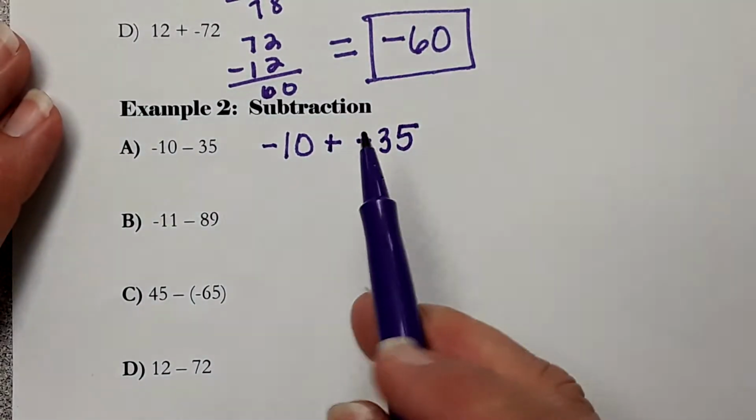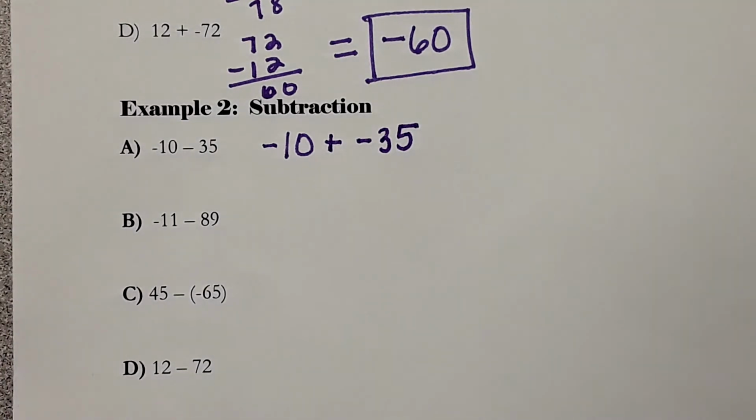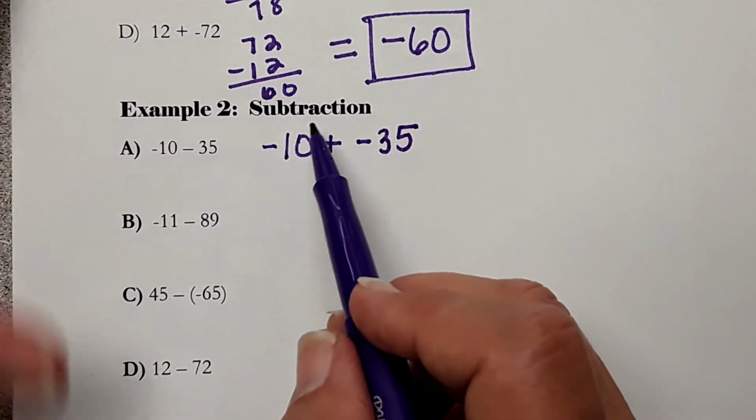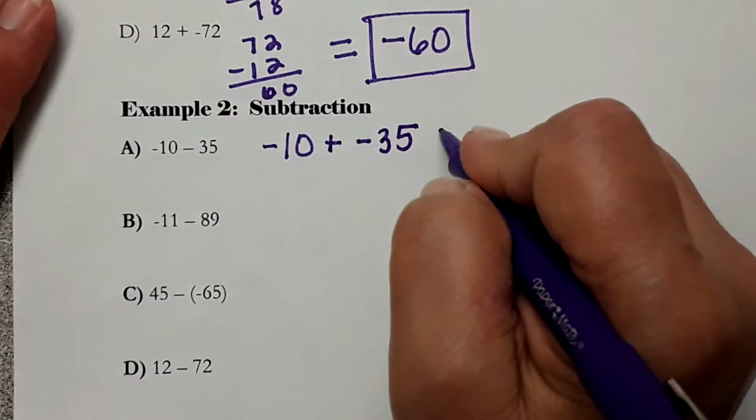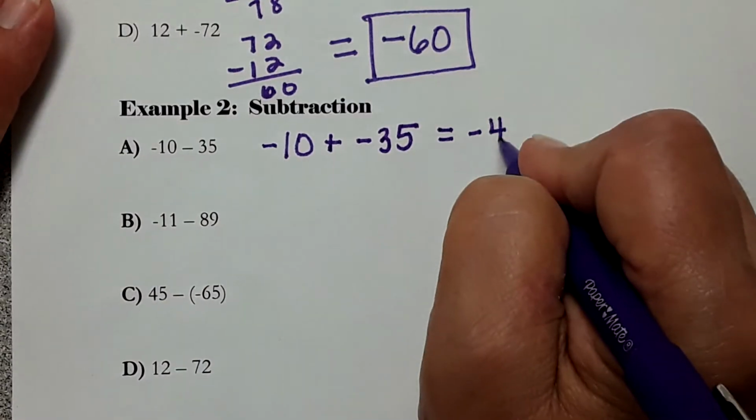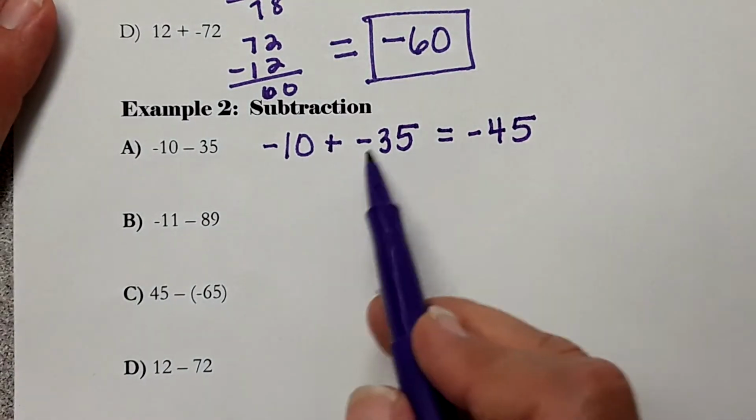Now you guys look, it looks identical to the first problem. Negative 10 and negative 35 is negative 45. I keep the signs because they're both negative.